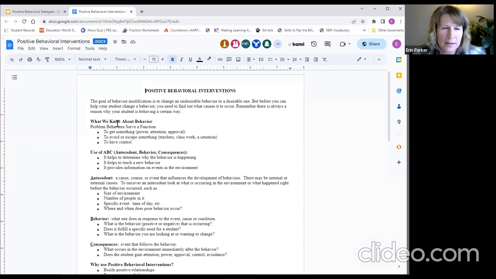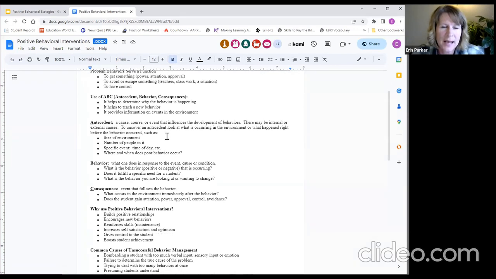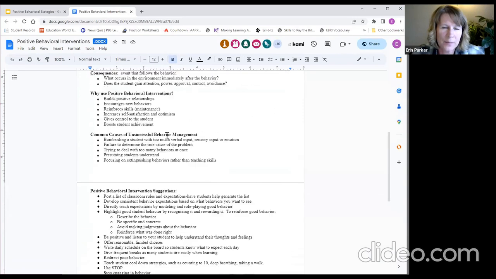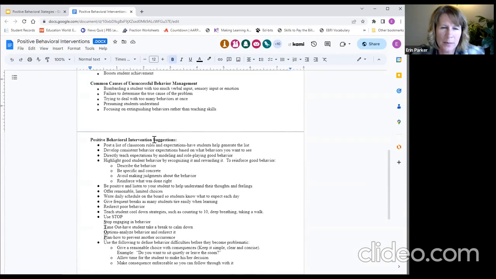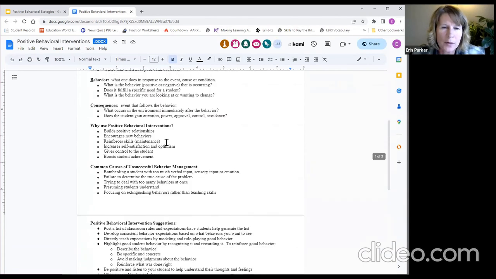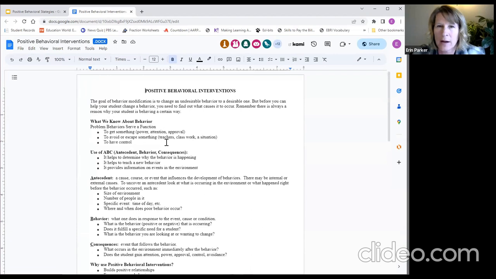Panda has some great stuff here on, one of the main things, how do we identify why the behavior is happening? And so there's some strategies for that. And then there are some great positive behavioral intervention suggestions. We're not going to go through every single one, but we're going to share what we know, and you'll have access to this. And then you also get to share your own experiences and what you know. So that will be good.